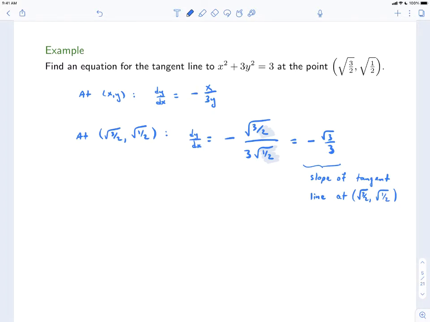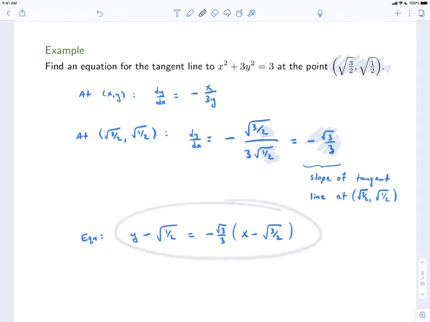Once we have the slope, we can find the equation for the line because we were given a point already. The point was given to us. And now at that point, we also know the slope of the tangent line. So putting all of this together, we have that the equation, or an equation, is y minus the y value is equal to the slope times x minus the x value. And this is the equation of the tangent line at that point.